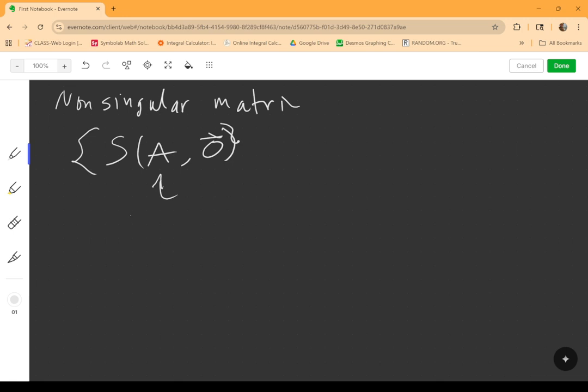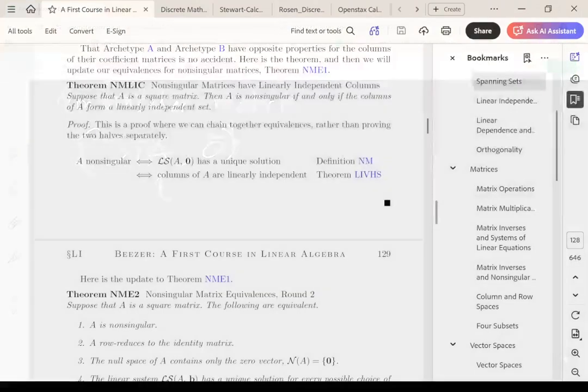So as it turns out, when we're looking at square matrices, in other words, when the number of rows is equal to the number of columns, we have a nice little result here. Looking here in our book, we have theorem NMLIC. This says non-singular matrices have linearly independent columns. It says suppose that A is a square matrix, then A is non-singular if and only if the columns of A form a linearly independent set.